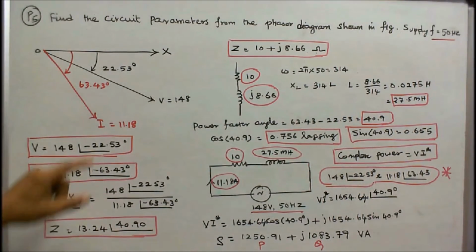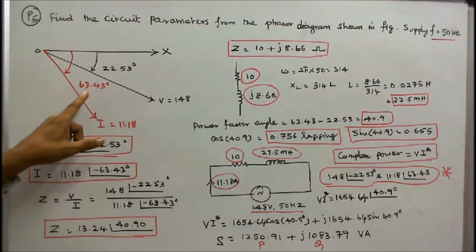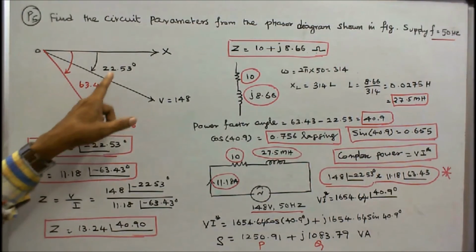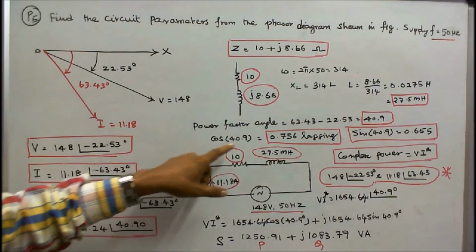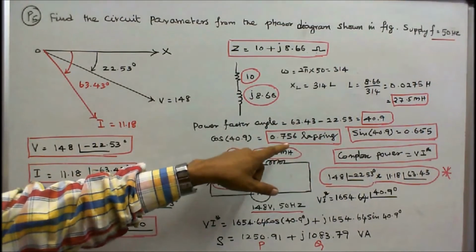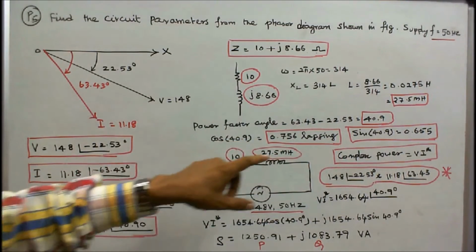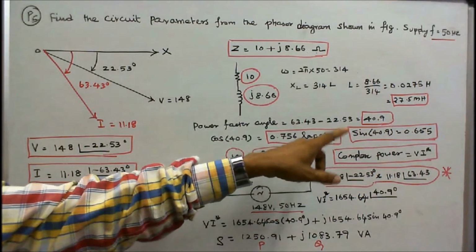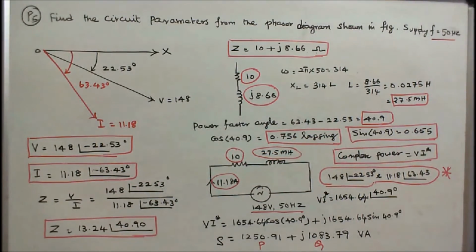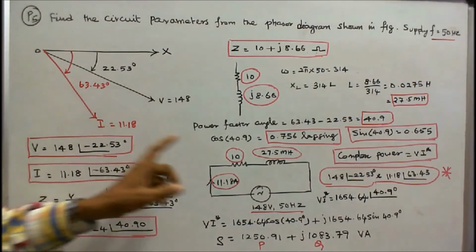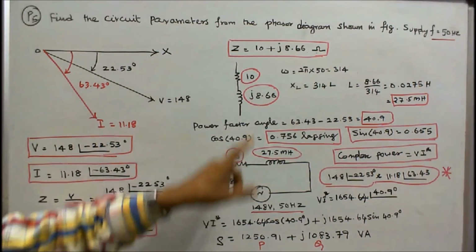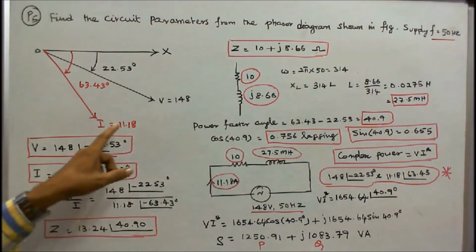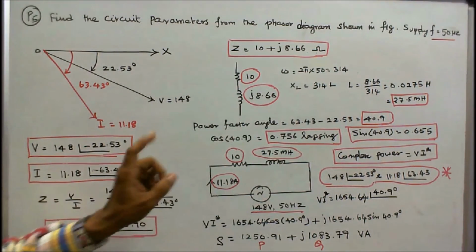I can find the power factor angle. That is 63.4 minus 22.53, that is equal to 40.9. Cos 40.9 is equal to 0.756, power factor is lagging. Sin 40.9 is equal to 0.655. So a resistor and inductor are connected in series. The supply voltage is 148, frequency is 50 Hz. The current is 11.18 amps.